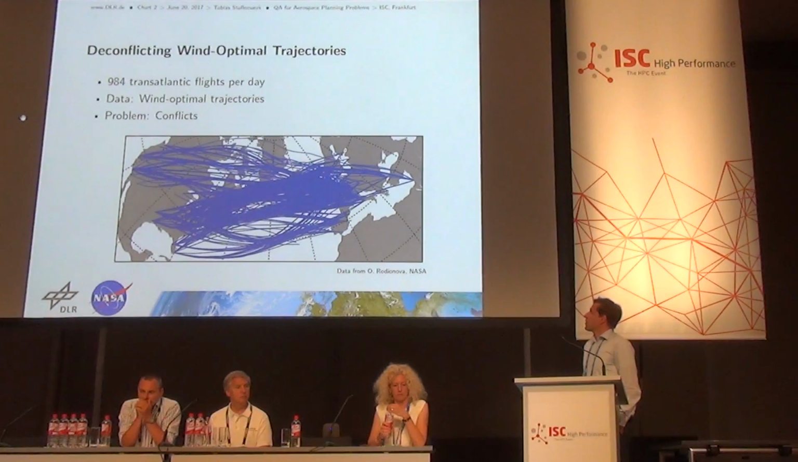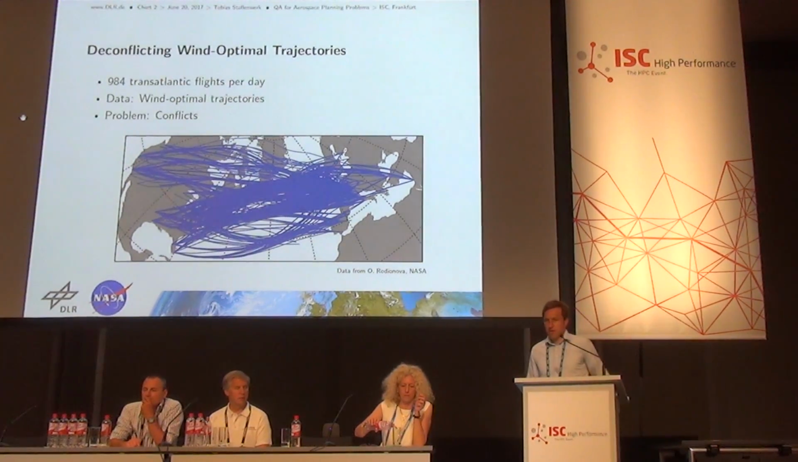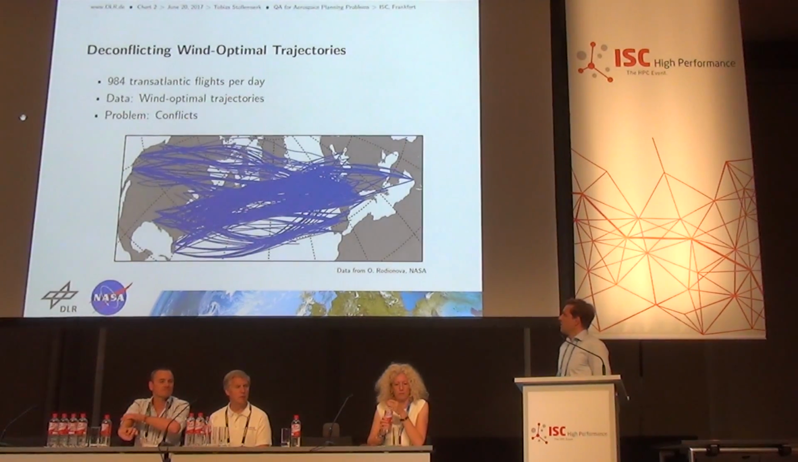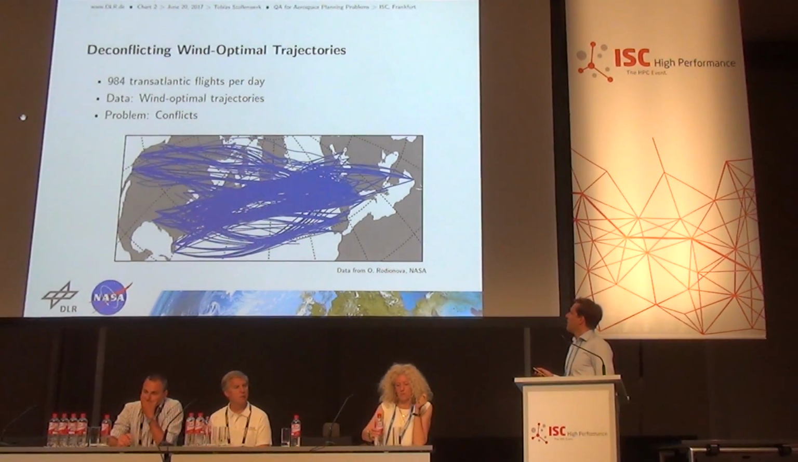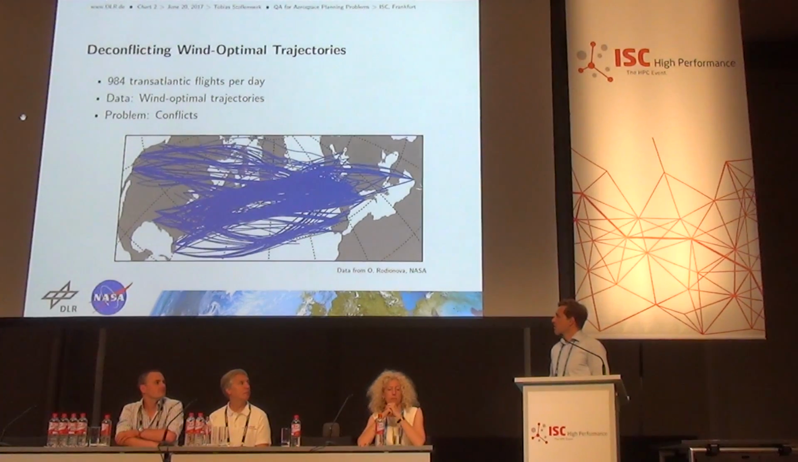The problem I'm talking about today is a special problem from aerospace research, which is the deconflicting of wind optimal trajectories. Every day there are around 1,000 flights across the Atlantic, and right now flights are routed through aerospace highways, but people are thinking about doing something called free flight trajectories to fit more flights into the limited airspace.